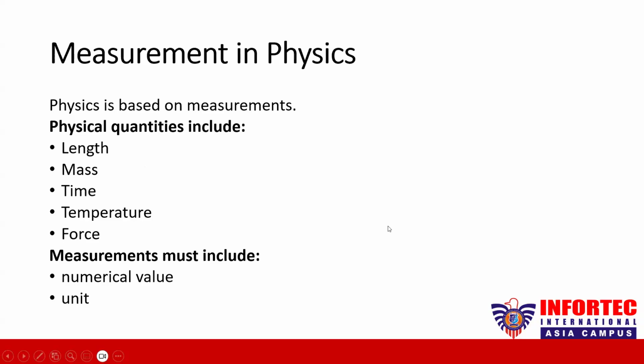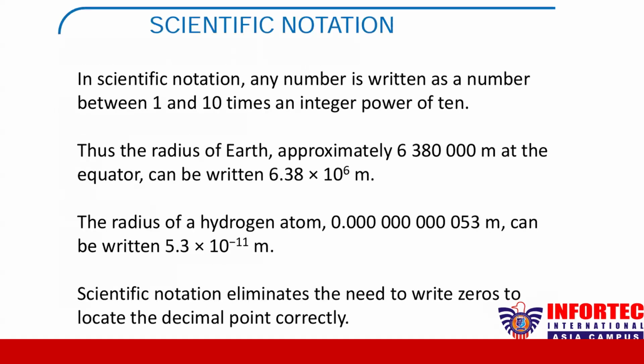Physics is based on measurements. Physical quantities include length, mass, time, temperature, and force. A measurement must include a numerical value and a unit. In physics, the numerical value and units are important. Another thing is scientific notation.